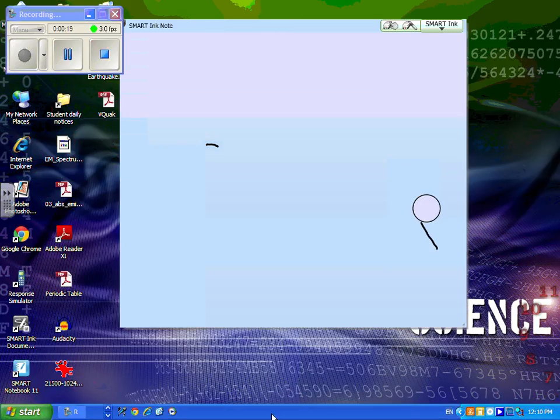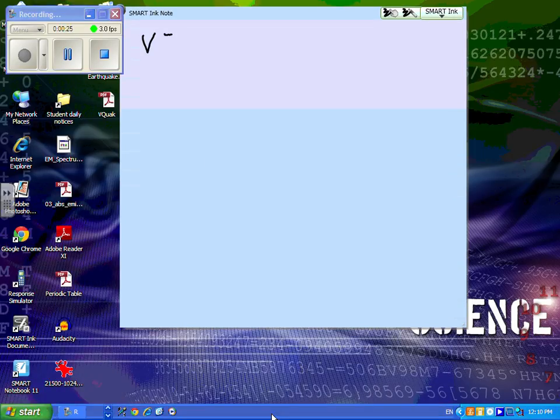What we wanted first up was the waveform, was it not? V equals f lambda. I'm going to recalibrate this. Okay, so V equals f lambda. The next thing I asked you to do was acoustic impedance.